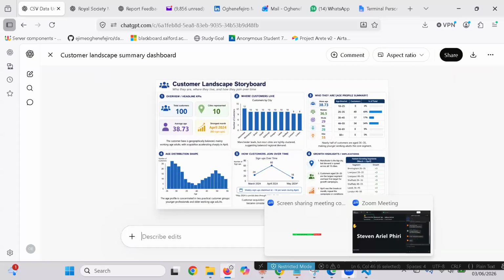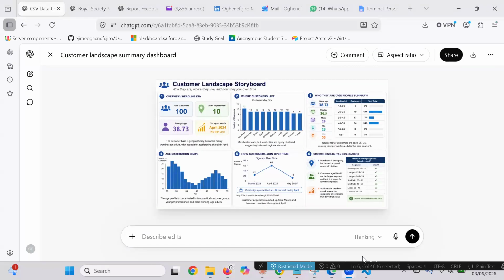Any question, guys? I think the key part here is understanding data and also knowing what you want from the data. Exactly. Yes. That's where the storytelling comes in: understanding the data and knowing what you want from the data.